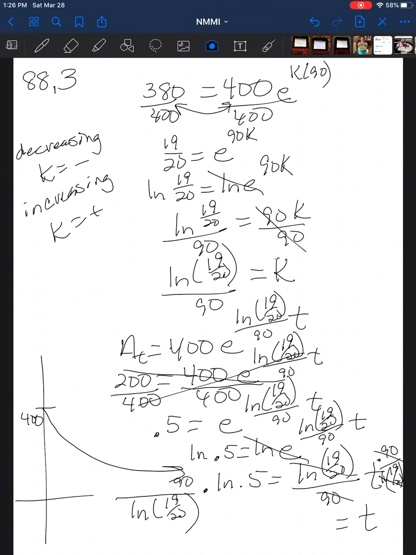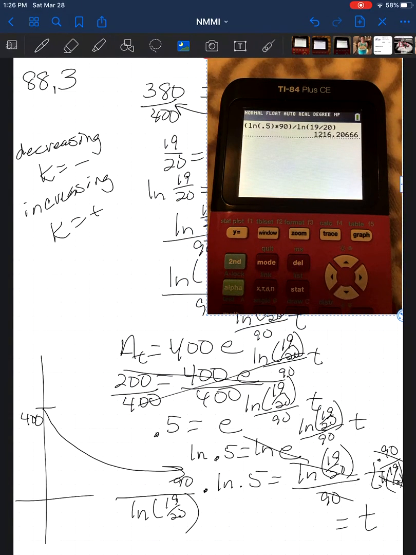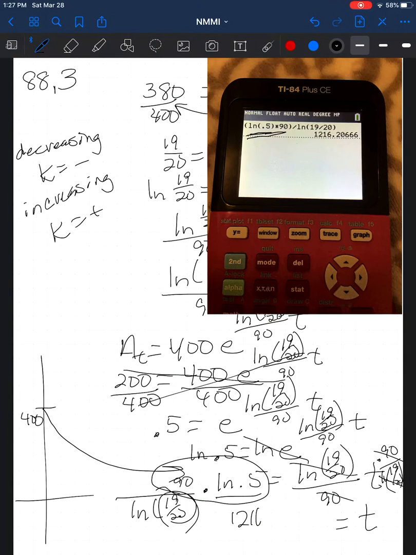Okay, import the picture. Move it out of the way. All right, so you can see that I put in here the ln of 0.5 times 90, and I put that in parentheses because that's the whole numerator. And then I divided it by the natural log of this, and that was also in parentheses. So the answer comes out to be t equals 1216.21.